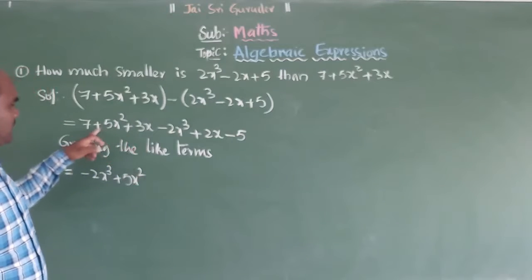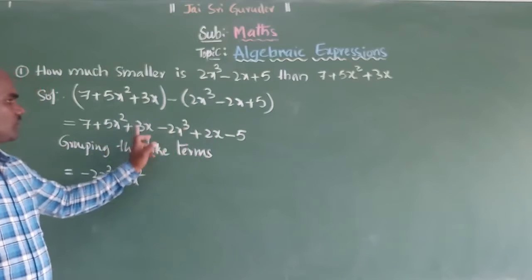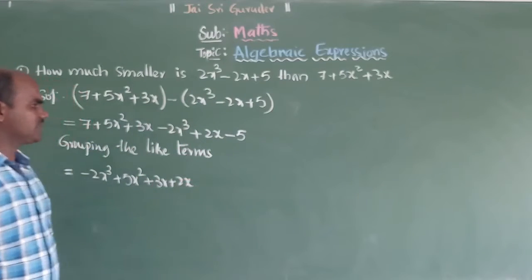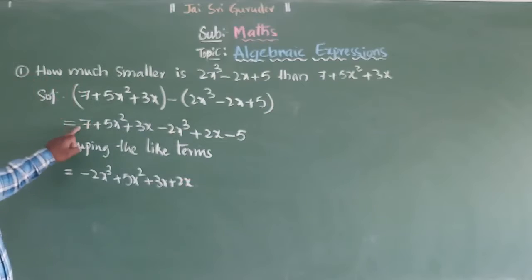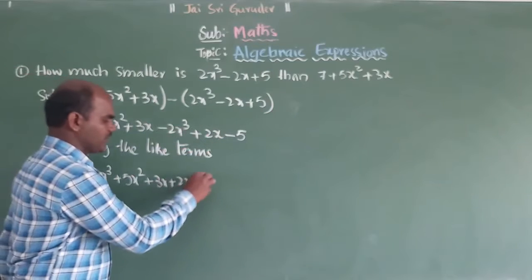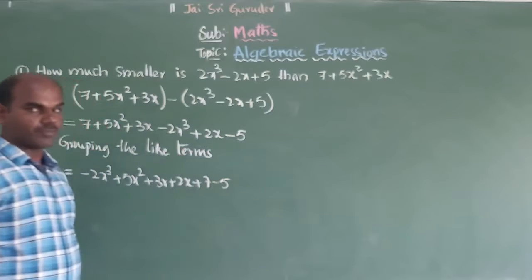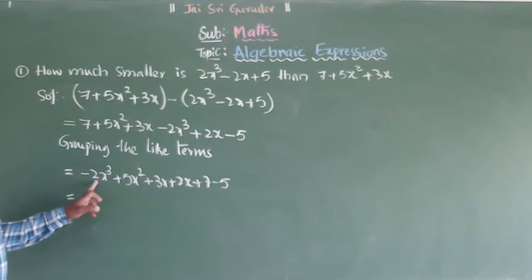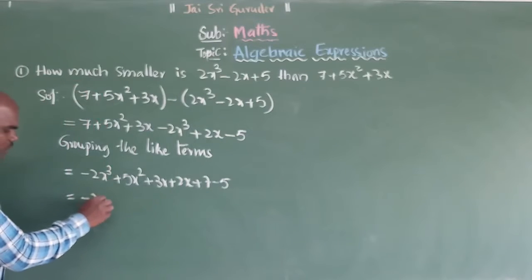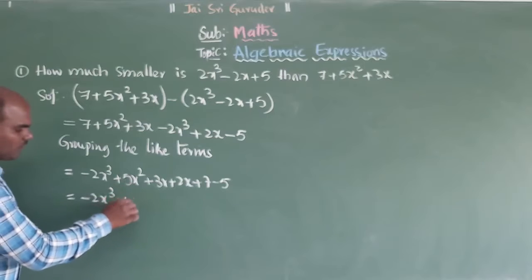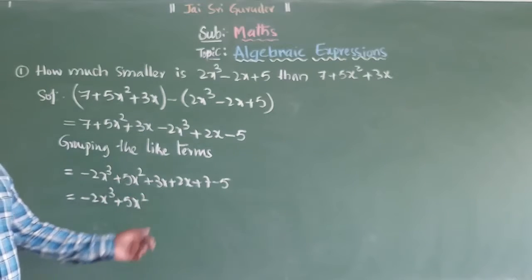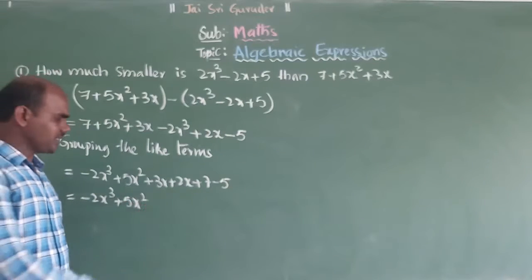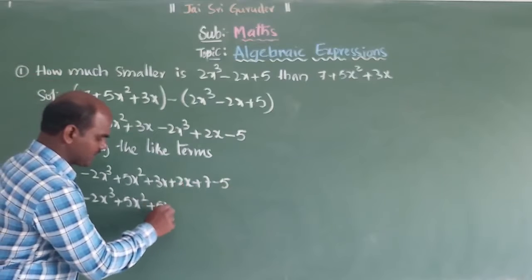Then the power 1 terms: 3x and 2x. Both have the same sign, so 3x plus 2x. Next the constants: plus 7 minus 5. So S equals minus 2x cube plus 5x square. Next, 3x plus 2x have the same sign, so we do addition: 3 plus 2 is 5x.